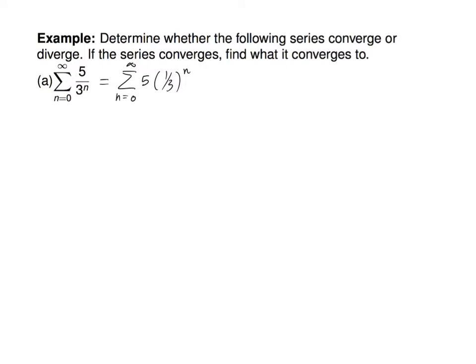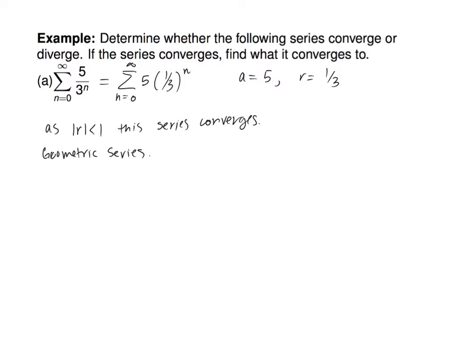So in this case, in the geometric series, what is the a? 5. And what is the r? 1/3. And as the absolute value of r is less than 1, this series converges. It would be really good, and I think I should require this, that at some point you say that this is a geometric series. This happens often enough that it's good to know its name. So probably put that first. This is a geometric series, and as r is less than 1, this series converges.